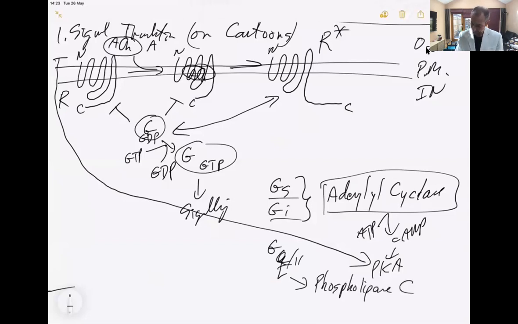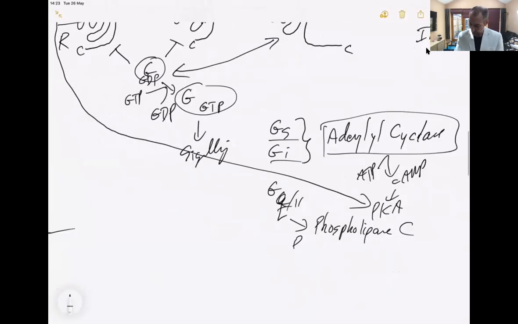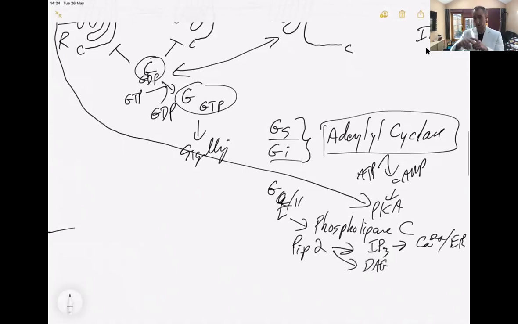And that takes the phospholipid PIP2 and it hydrolyzes it, and we get IP3, which will then release calcium from the endoplasmic reticulum. ER here stands for endoplasmic reticulum. Diacylglycerol, the other part of this PIP2 that stays in the membrane, will activate protein kinase C.